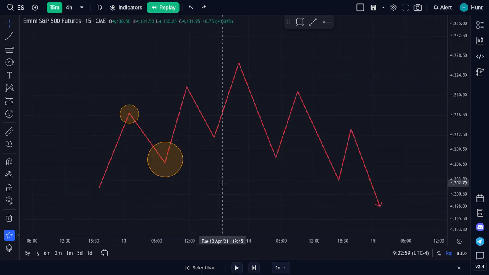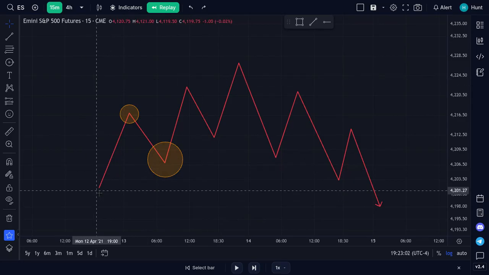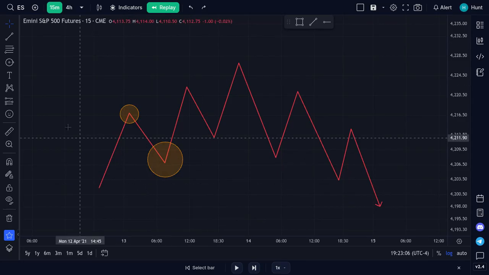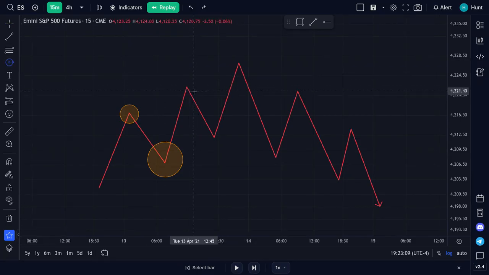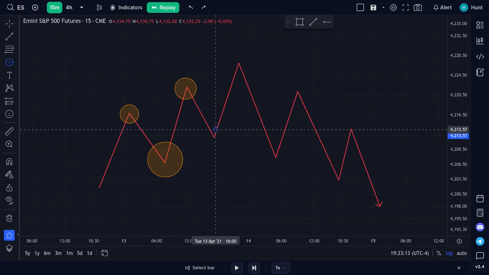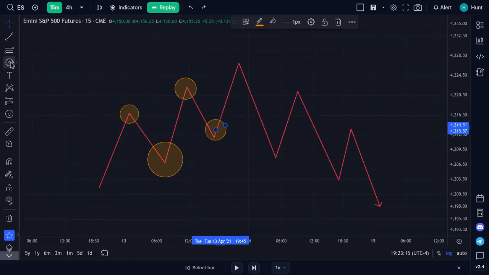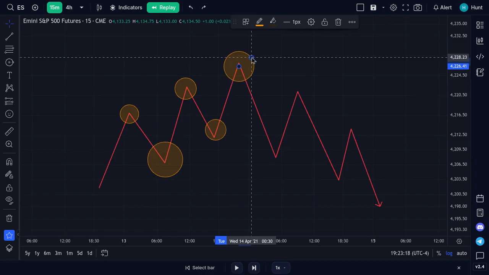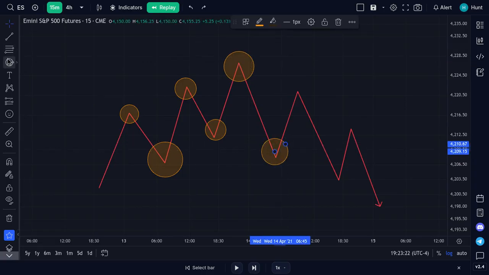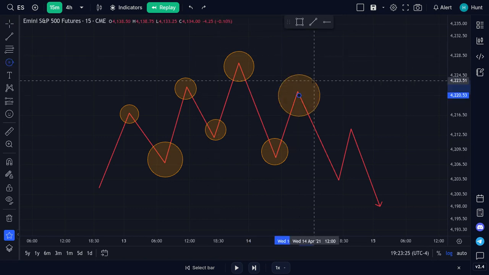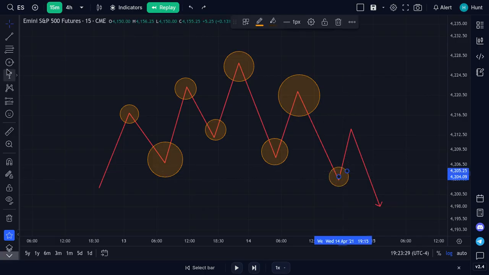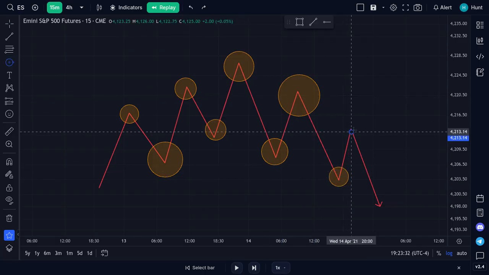So now that you know what a basic form of a high and a low is, where are the other highs and lows on this chart? Well, I will show you. It's pretty simple. We got a high here. We have a low here. We have a high here. We have a low here. We have another high here. We have a low here. And then we have another high here.